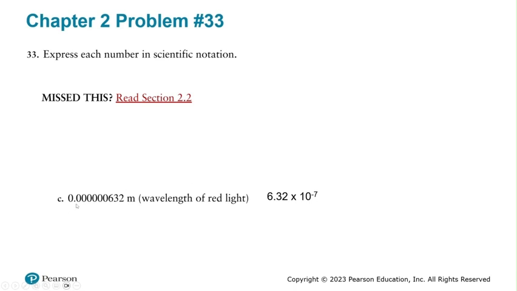The wavelength of red light is about what we would call 600 nanometers, or this many meters. We could rearrange that as 1, 2, 3, 4, 5, 6, 7 places to the right. So we're increasing this number by 7 orders of magnitude, so we're going to times 10 to the negative 7th.